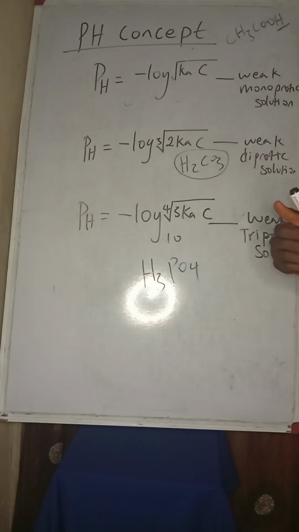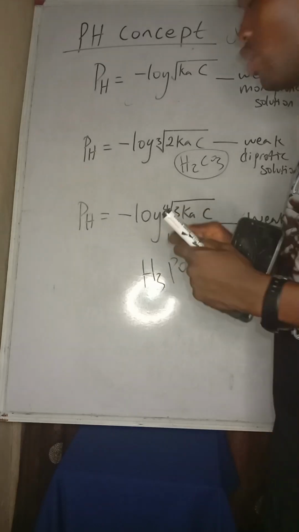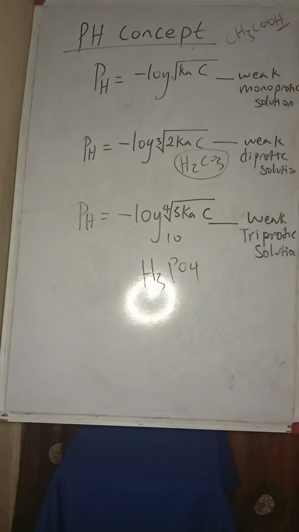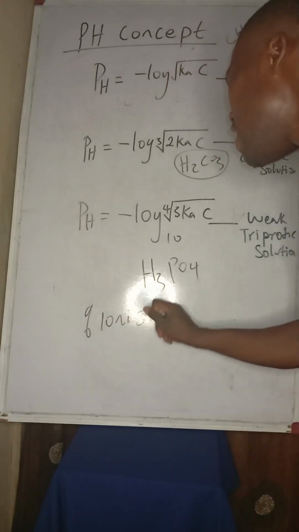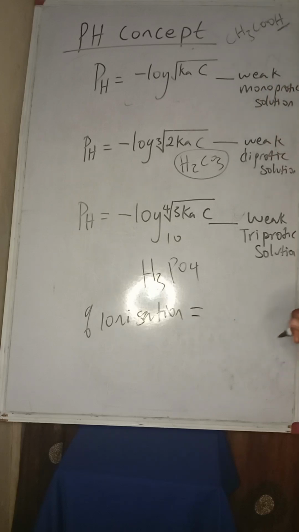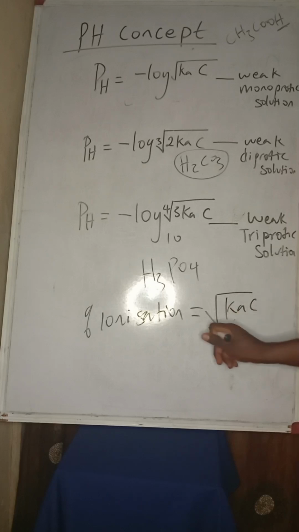What is a weak acid? A weak acid is a substance that dissociates partially in solution. That means the dissociation of a weak acid is not complete. So if you have 100 molecules of this acid, just about 10 of them will dissociate to release hydrogen ions. So we can calculate the percentage dissociation or percentage ionization. The percentage ionization of the hydrogen ion for a monobasic or monoprotic acid is the square root of KaC over C times 100 over 1.